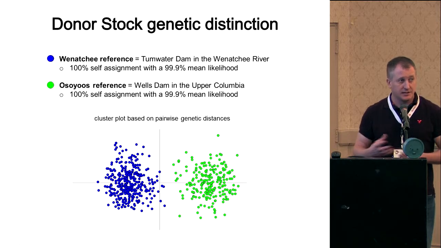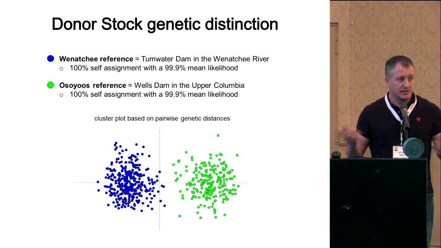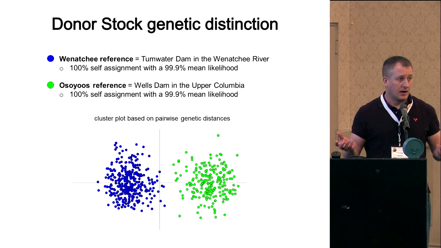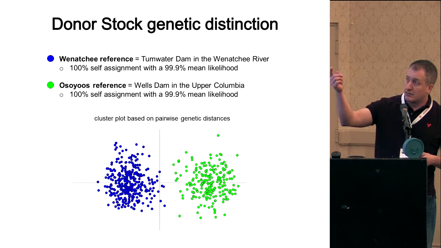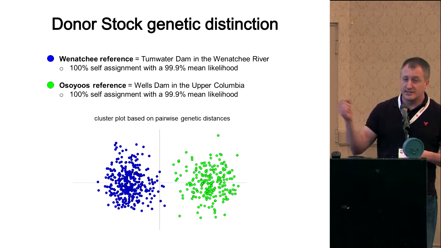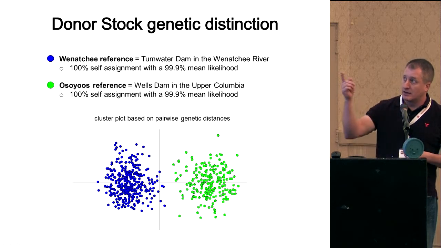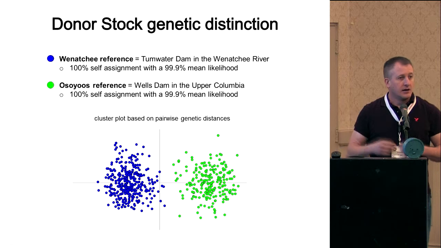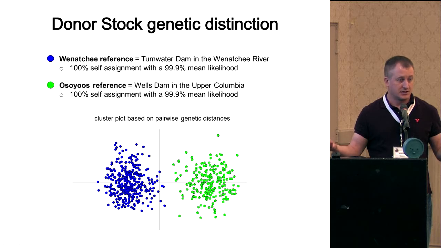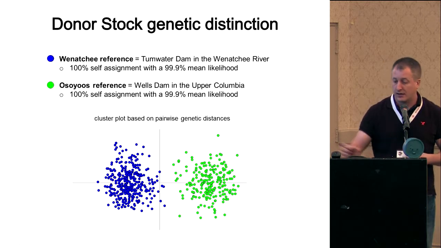What I'm really trying to depict here is that, genetically speaking, these could be two entirely different animals because we can differentiate them almost diagnostically. For example, the Wenatchee reference population we looked at self-assigned back to the Wenatchee population 100% of the time with an average likelihood of 99.9%, and a similar result for the Soyuz. So the nice thing here is that we can tell what is a Soyuz origin fish and what is a Wenatchee origin fish just based on the genetic ID of those fish, okay?